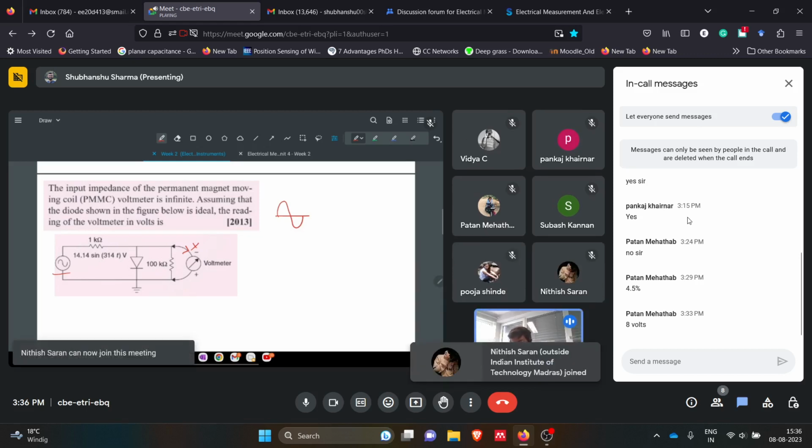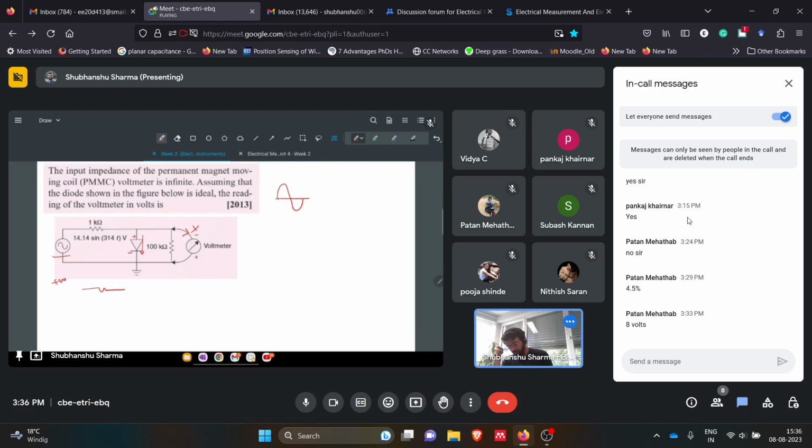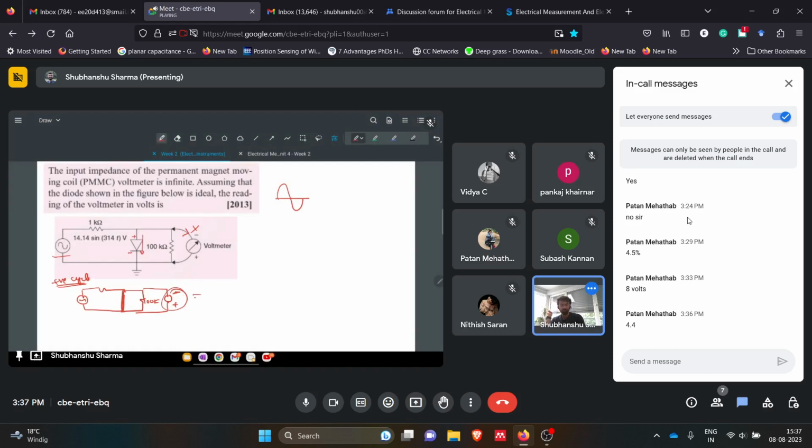So what will happen in the positive cycle? For the positive cycle, this will be plus and this will be minus, so this will be shorted. If this is shorted, then the circuit will look like this for the positive cycle of the signal. We'll have 100 kilo ohm, and we'll have this voltmeter here with this plus minus polarity. If this branch is shorted, then the voltage across the voltmeter will be 0 volts.